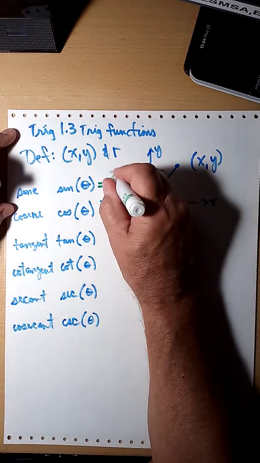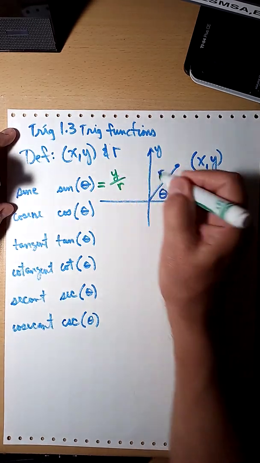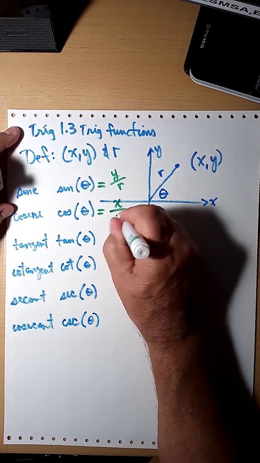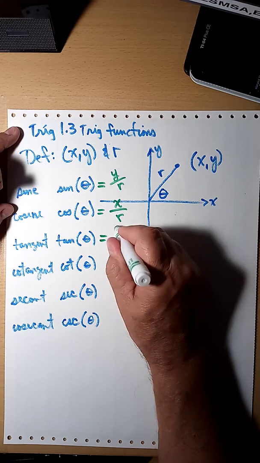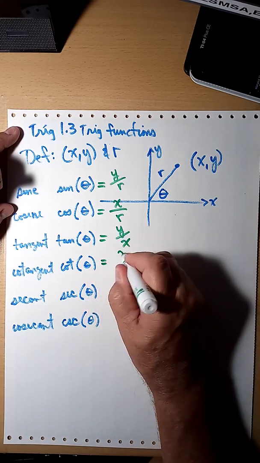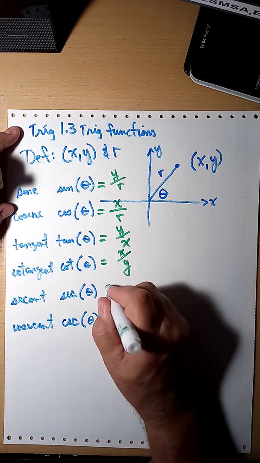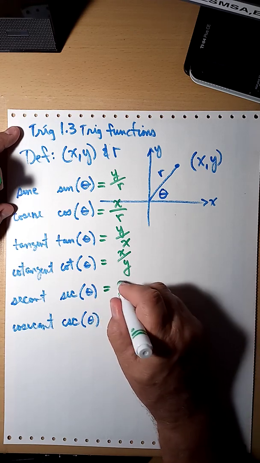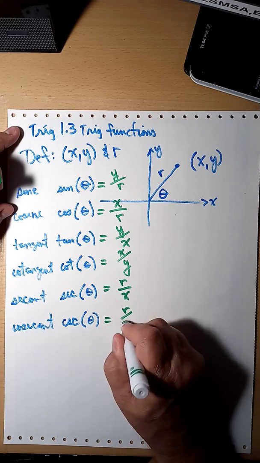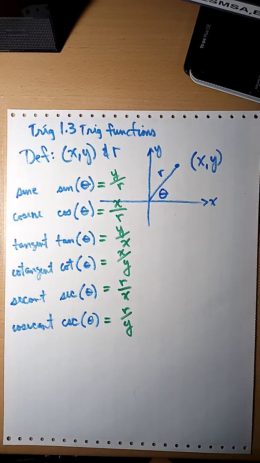The sine is going to be y over r, that ratio. The cosine is going to be x over r. The tangent will be y over x, that ratio. The cotangent, x over y. The secant is going to be r over x, and the cosecant is r over y. Those are the 6 trigonometric functions, the definition being the x, y, and r definition of a point in a plane.